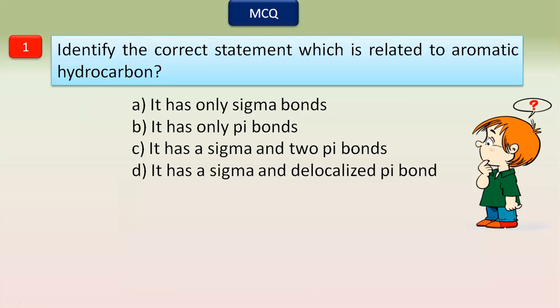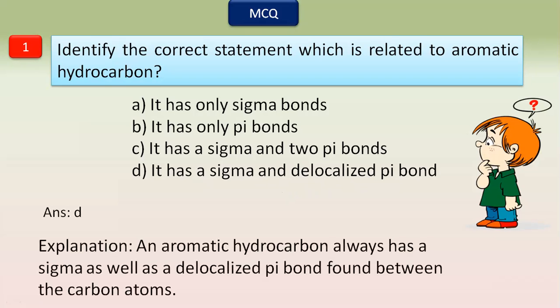Now we are practicing some MCQs on this part. See the first MCQ here. Identify the correct statement related to aromatic hydrocarbon. Aromatic hydrocarbon has only sigma bonds; only pi bonds; sigma and 2 pi bonds; or sigma and delocalized pi bond. I'll read the question and options carefully, just think on it and see the correct option for that MCQ.